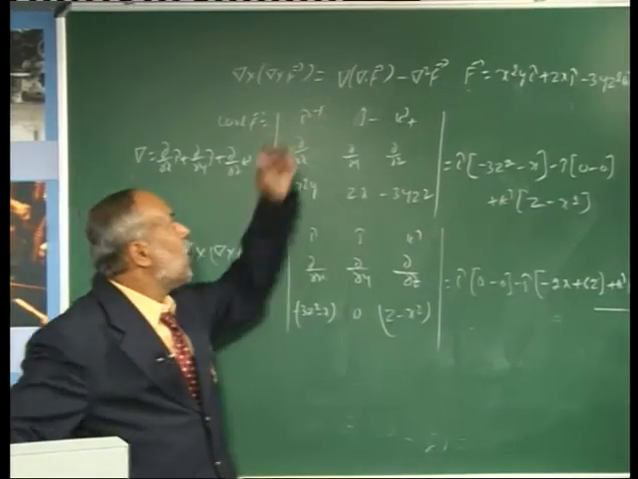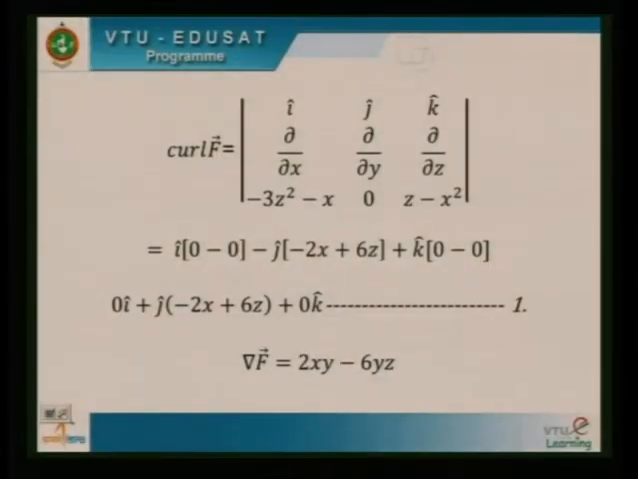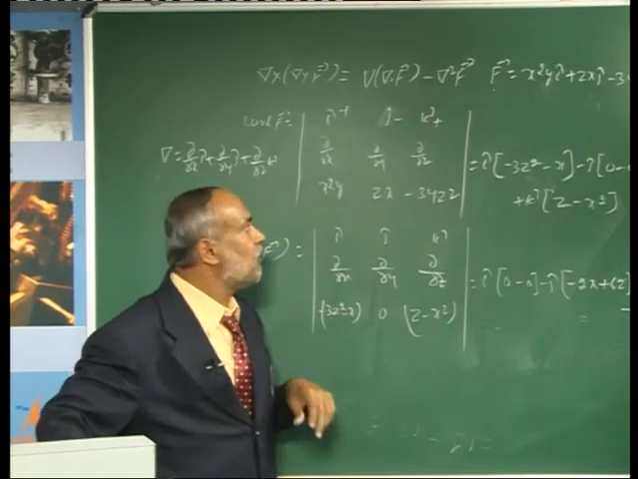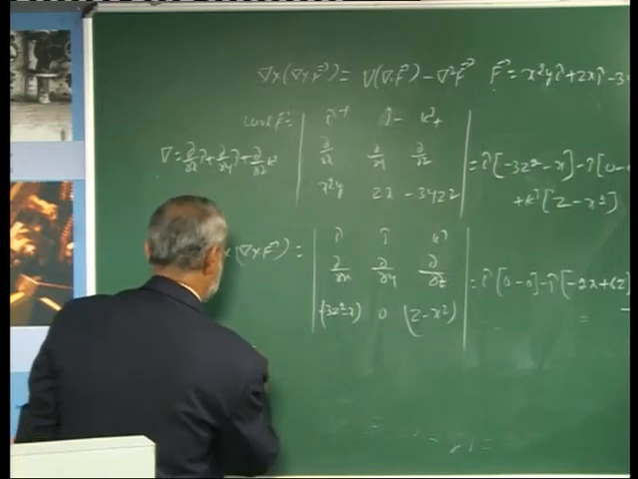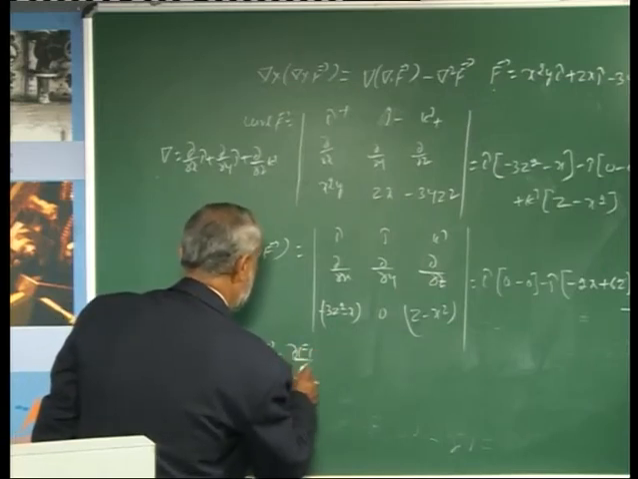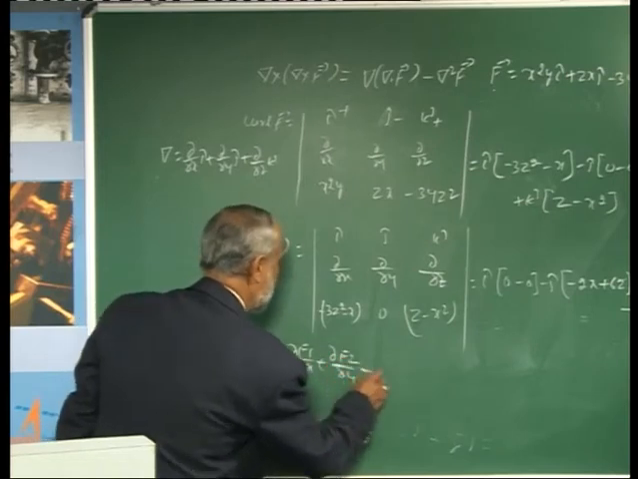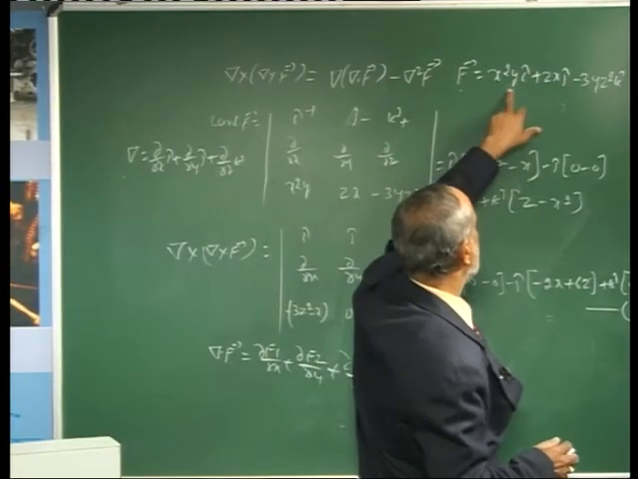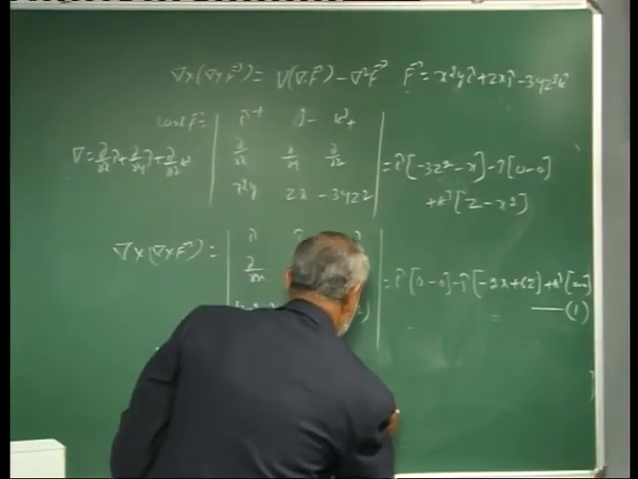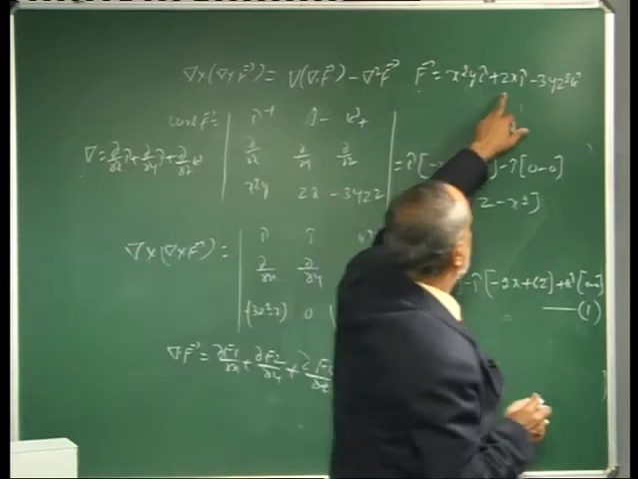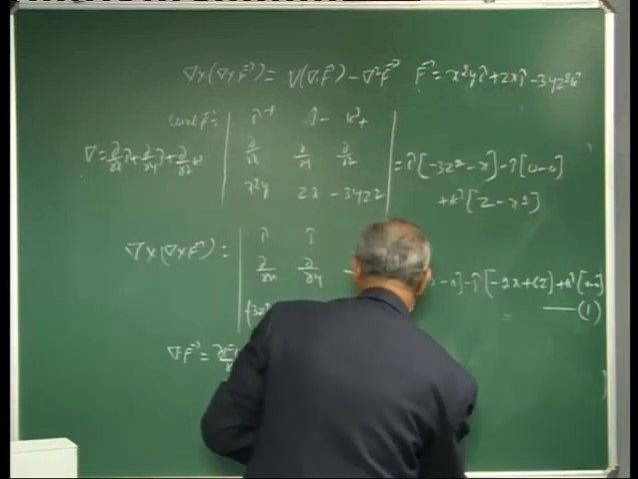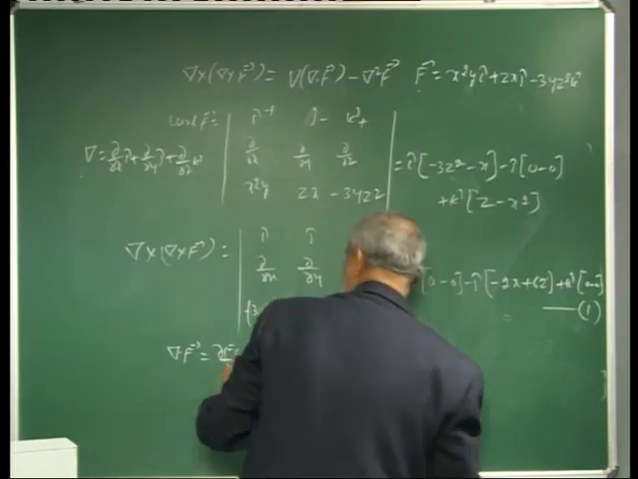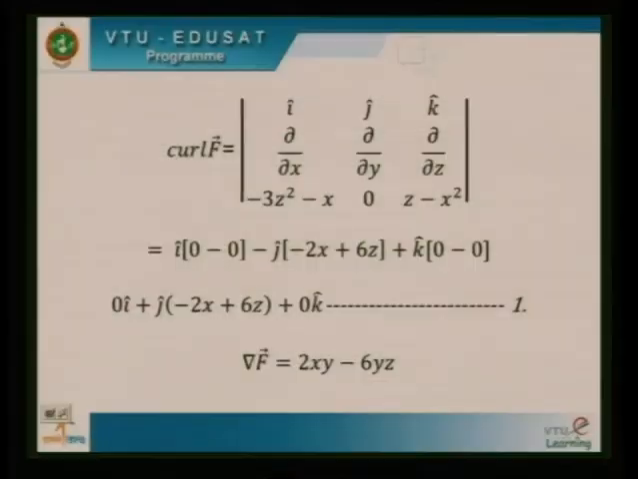See here, after getting the curl of curl vector, now you can take the RHS. What is given on the RHS? The divergence of f vector. First you can find out the divergence of f vector. See here, the divergence of f vector means del dot f vector equals ∂f1/∂x plus ∂f2/∂y plus ∂f3/∂z. Differentiating partially with respect to x, this term gives 2xy. Next, differentiating partially with respect to y in the j component, there is no y term, so 0. Next, with respect to z, here minus 6yz. This is the divergence of f vector.